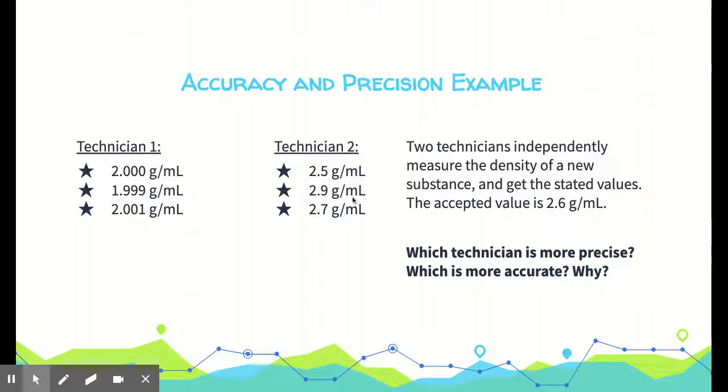Over here, you have technician 2. These numbers are much closer to the accepted value, but they're really not that tightly grouped together. So you have more accuracy with these numbers, but I would say less precision. So this is more precise and less accurate, and this would be more accurate and less precise. So the reasoning for that could be that you can get a tight grouping of numbers that aren't necessarily on target whenever maybe your measuring instrument needs to be recalibrated or it's not being read correctly.